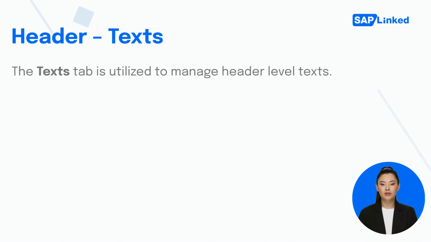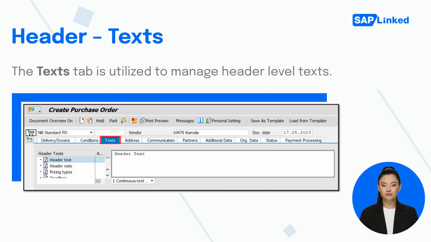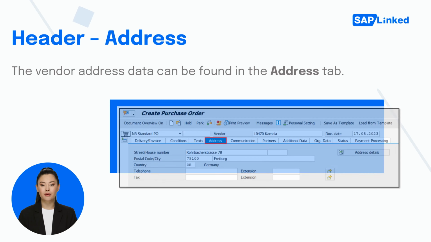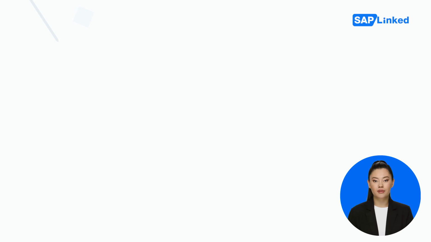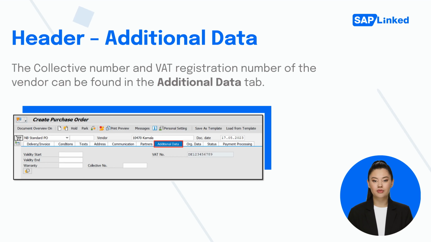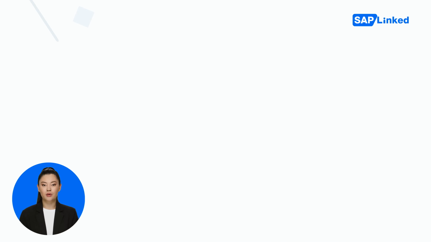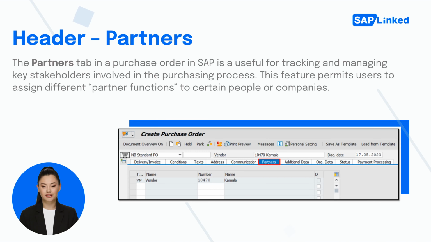The Text tab is utilized to manage header level text. The vendor address data can be found in the Address tab. The collective number and VAT registration number of the vendor can be found in the Additional Data tab. The Partners tab in a purchase order in SAP is useful for tracking and managing key stakeholders involved in the purchasing process. This feature permits users to assign different partner functions to certain people or companies. Partner functions can include vendors, forwarding agents, and goods suppliers.